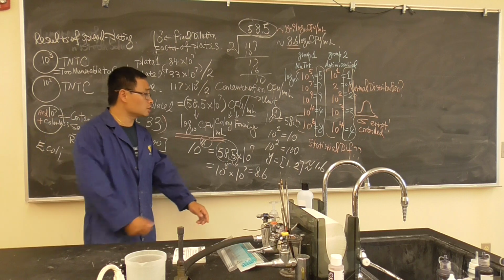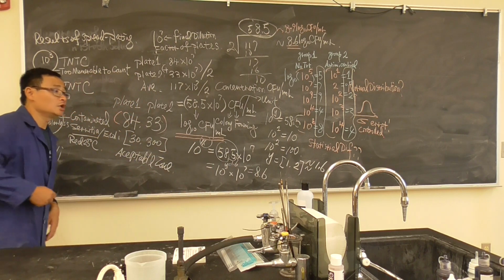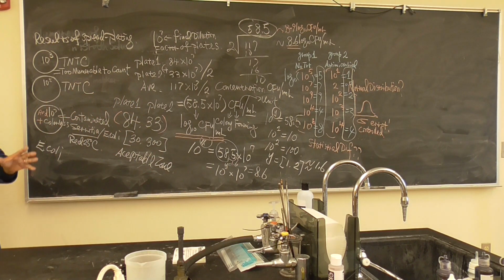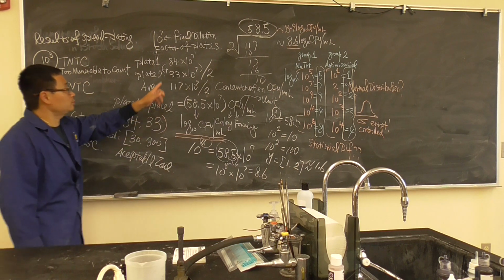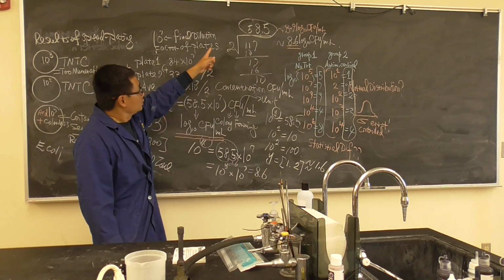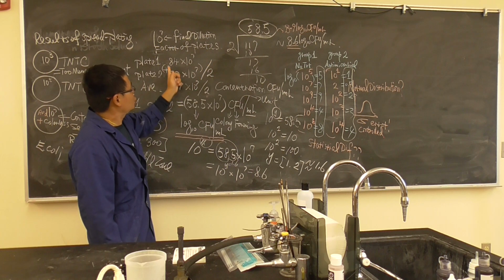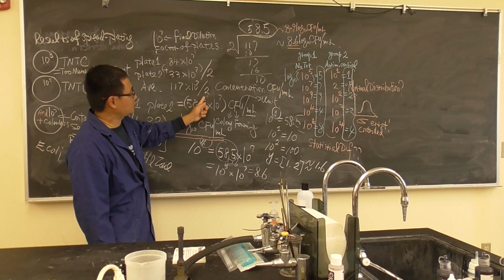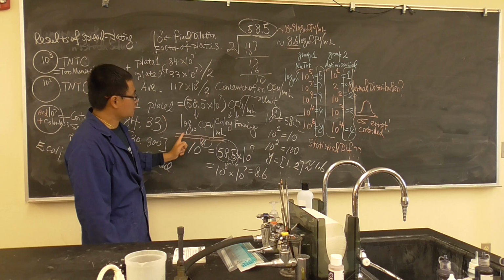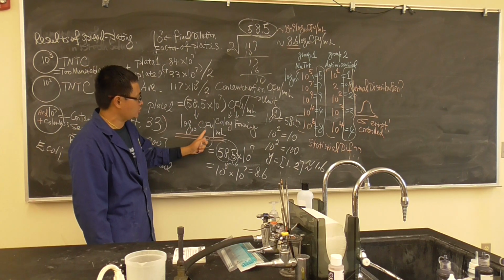Okay, so today's work is so simple. First of all, in your notebook, count the colonies at 10 to the 7, how many colonies are there? Then multiply by 10 to the 7. You and your bench partner can take an average, divided by 2 is the average number. Then use a calculator to change to log 10 CFU per ml.